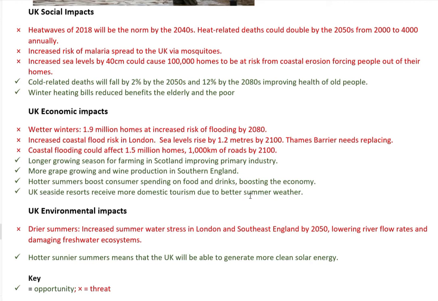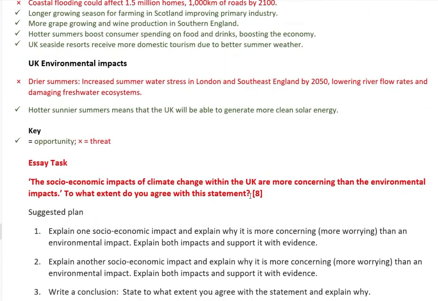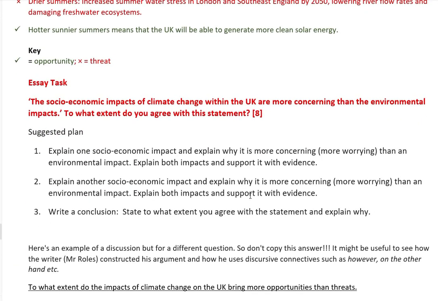So once you've got your head around that, you need to come up with this essay task, and it's the one main task from this lesson, which is: the socio-economic impacts of climate change within the UK are more concerning than the environmental impacts. To what extent do you agree with this statement? So you've got to come up with an argument. Do you agree with it? Do you disagree with it? To what extent do you agree with it? You have to think about your position pretty much straight away.